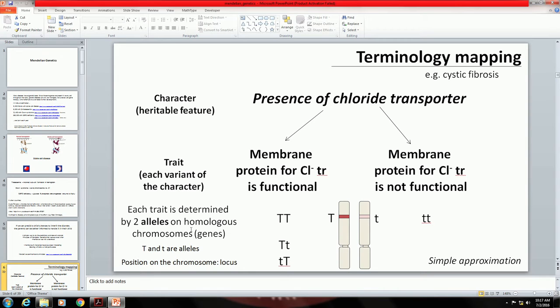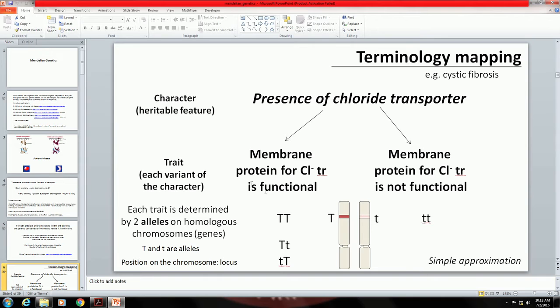Then we said that each trait is determined by two alleles on homologous chromosomes, which are the equivalent of genes. For example, this could be determined by capital T capital T, capital T small t, or small t small t, depending on what is present on these two loci of the homologous chromosomes. If both capital T's are present, then the membrane protein for chloride transport is functional. If at least one of them is capital T, then it is functional. If both are small, then it is non-functional.